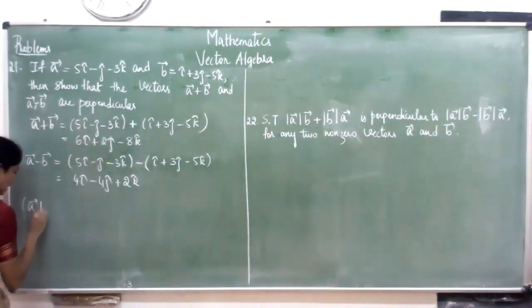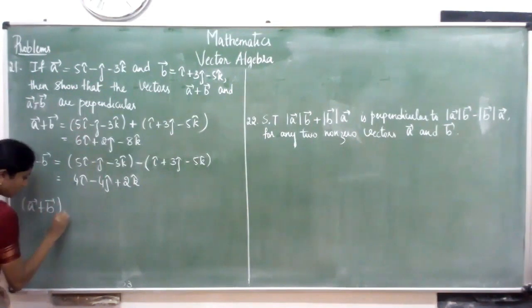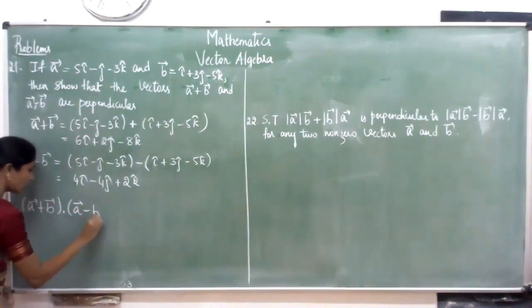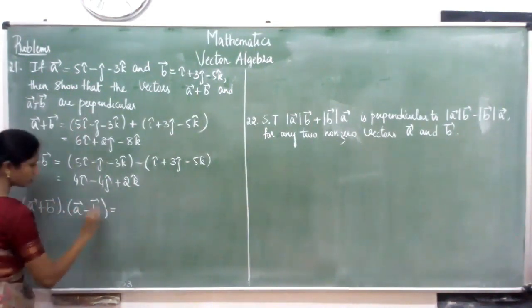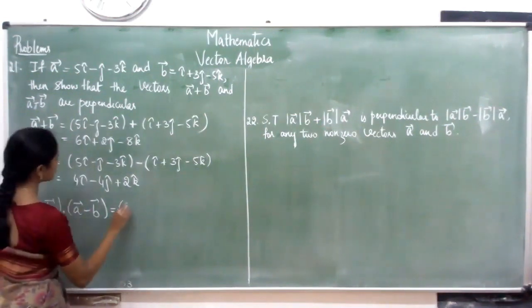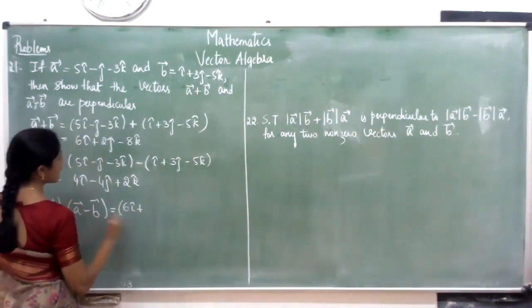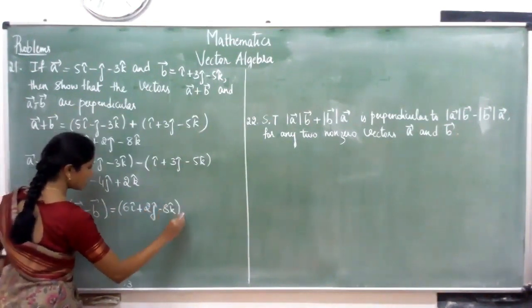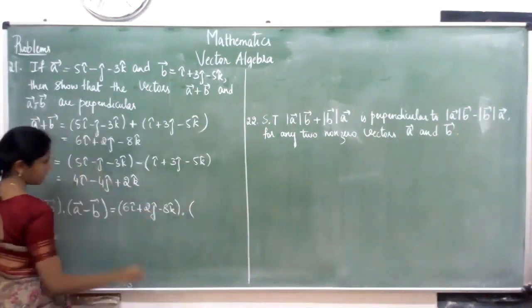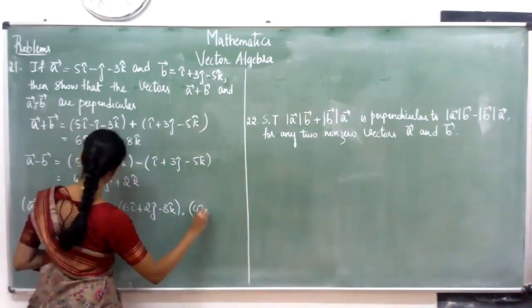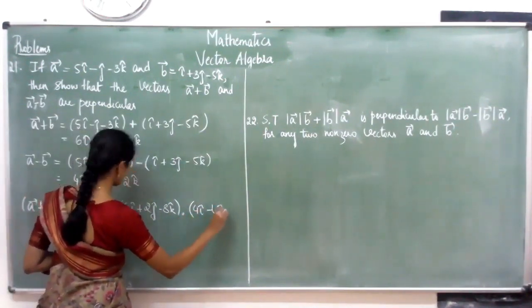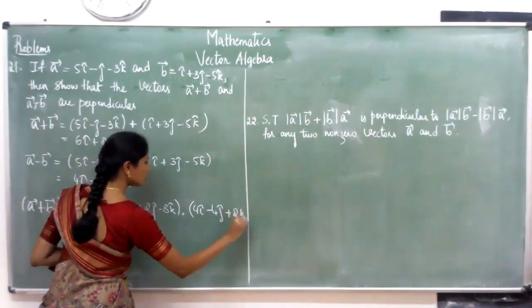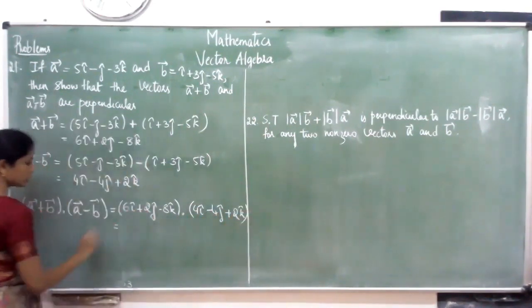So vector A plus vector B dot vector A minus vector B, we need to find. Vector A plus vector B is given by 6i cap plus 2j cap minus 8k cap, dot vector B, which is 4i cap minus 4j cap plus 2k cap. So let us find the dot product.